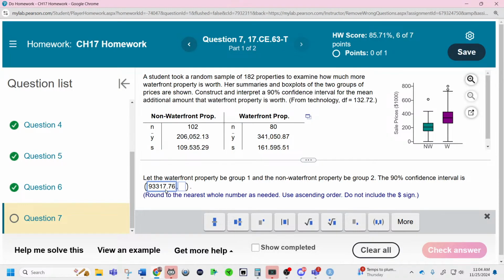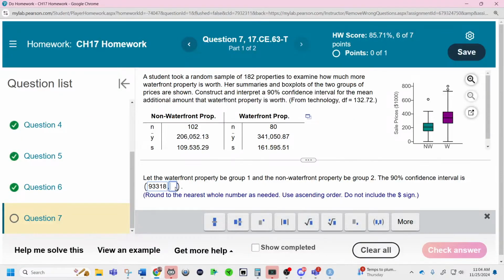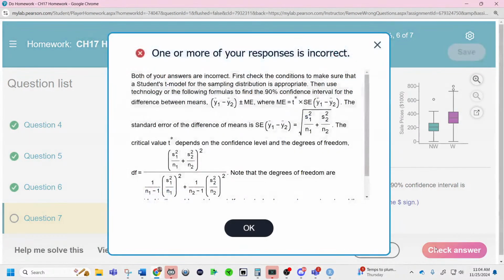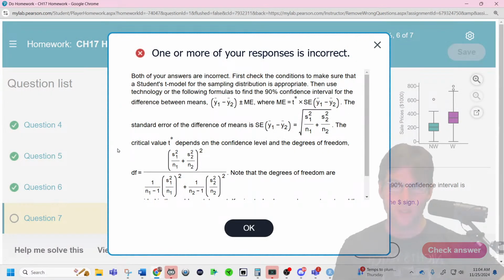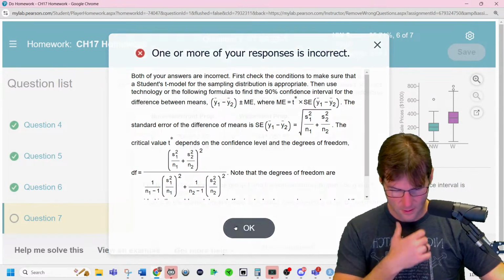Round to the nearest whole number, so 8. And then we go over here, grab this number, that'll round up also. And we should just round to 0 decimals. Could have done that. Check answer, and oh no, ChatGPT, what'd you do to us? What happened?